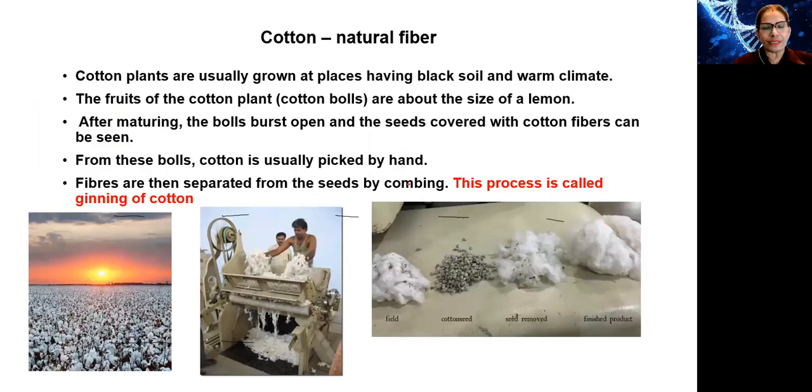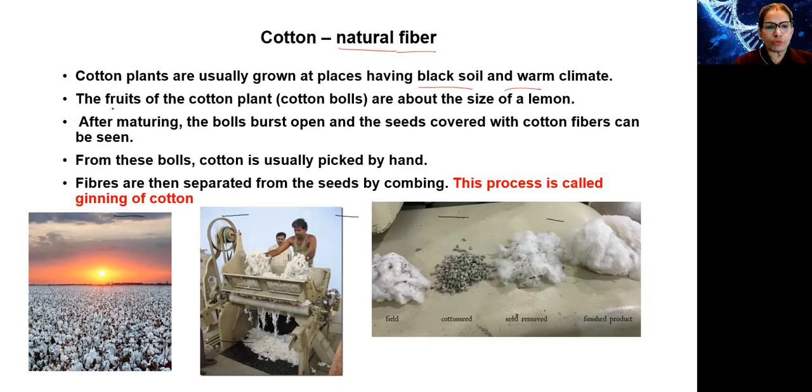Cotton, we know, is a natural fiber. Why is it called a natural fiber? Because it is plant-based. It is grown by the cotton plant. Cotton plants are grown in places having black soil and warm climate. Now, in India, where do you think there is black soil and warm climate? Warm climate definitely in the south, in Andhra, Telangana, everywhere. Then Maharashtra is the largest producer of cotton. There you find a lot of black soil, and the climate is also warm, and humid also, but mostly warm.